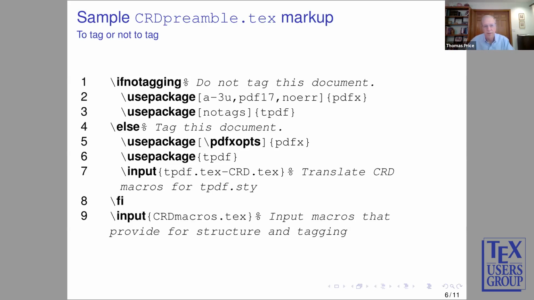Ross has described how this works. One main purpose of this, I don't think Ross mentioned this, is that you're able to compare your final untagged PDF with your tagged PDF.